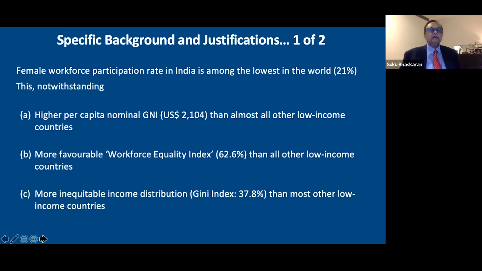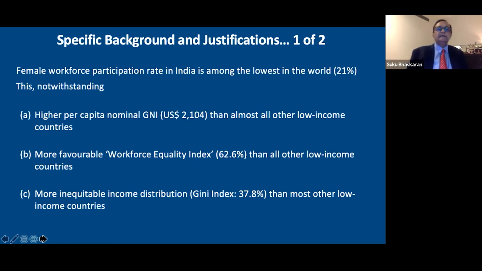Now, in terms of per capita nominal gross national income, ours is only $2,104. However, this is higher than almost all other poor countries. So in regard to the lower income countries, we do quite well in per capita gross national income. However, as I said earlier, the distribution of the income is not very good, and this is not because of gender alone, but because of various other reasons. So at a 37.8 Gini index, we are perhaps one of the most inequitable countries in the world in terms of wage differences. There is a very high disparity between the haves and the have-nots.